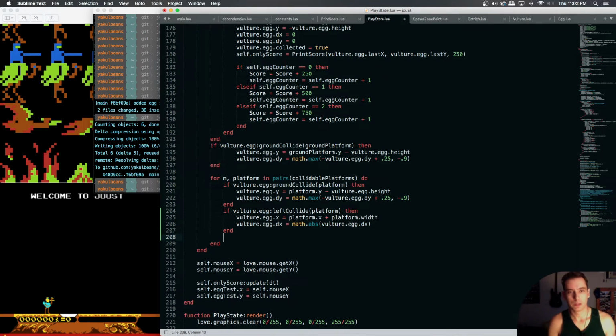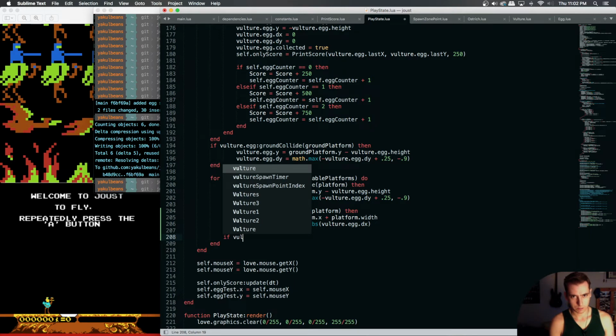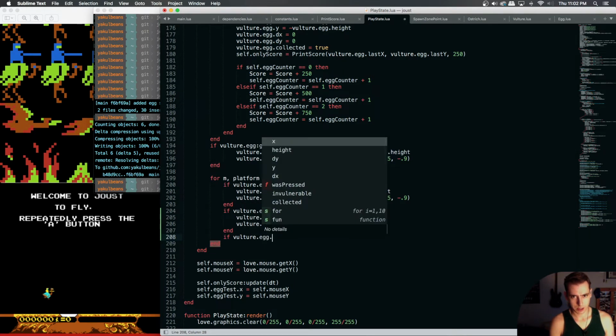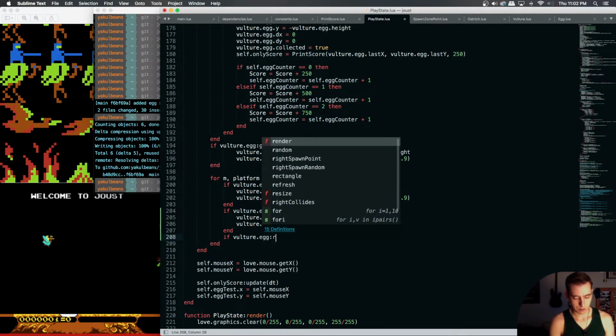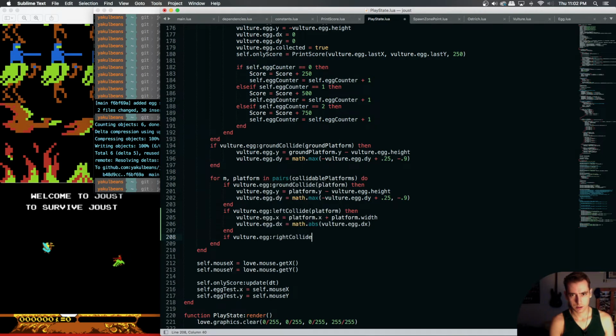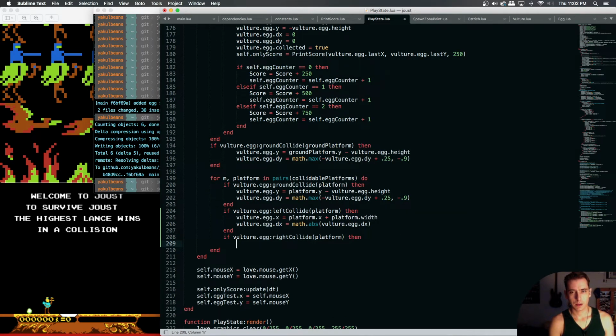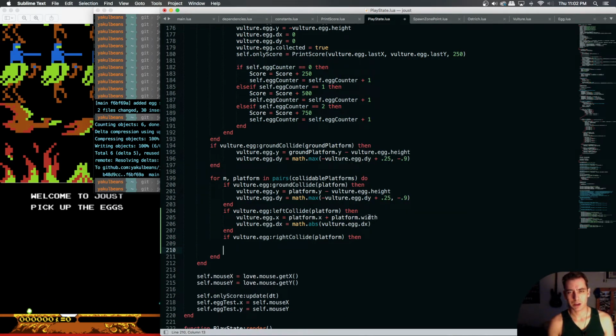Okay. Then we need to check if our vulture.egg right collides with every given platform. And every platform object in our collidable platforms table, which is right here.